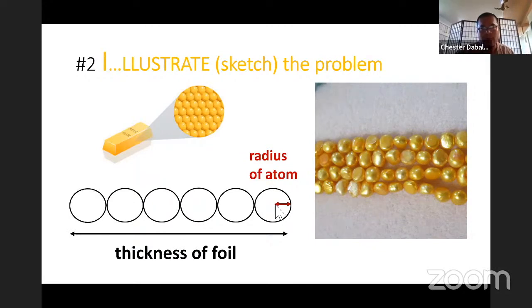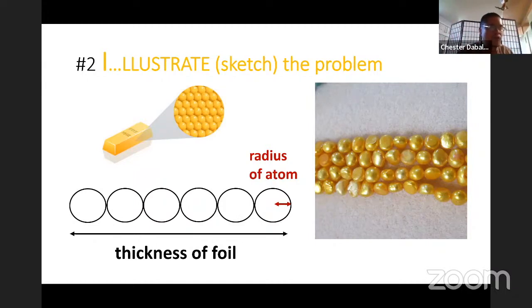Ang given sa problem is actually yung radius ng atom, okay? Tapos, kung sinabi sa problem, actually, side by side, so yung atoms ay magkakadikit. Dinikit-dikit ko sila, and pag dinikit-dikit mo sila ng ganyan, up to a certain extent, yung length na yun ay yung magiging thickness ng foil.